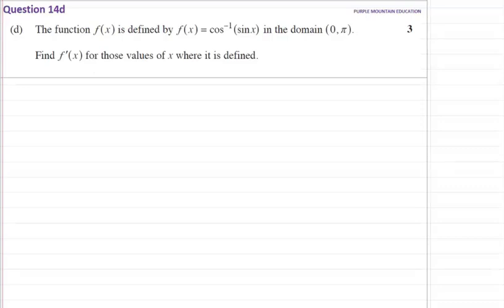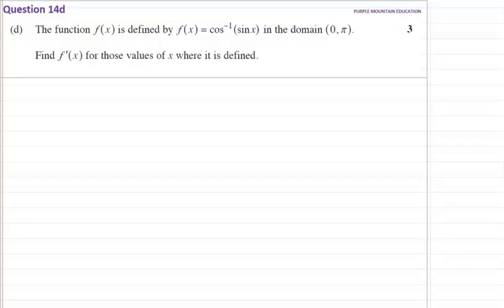Question 14D. The function f of x is defined by f of x is inverse cos of sine x in the domain 0 to pi. Find f dash of x for those values of x where it is defined. Pause here to try yourself.